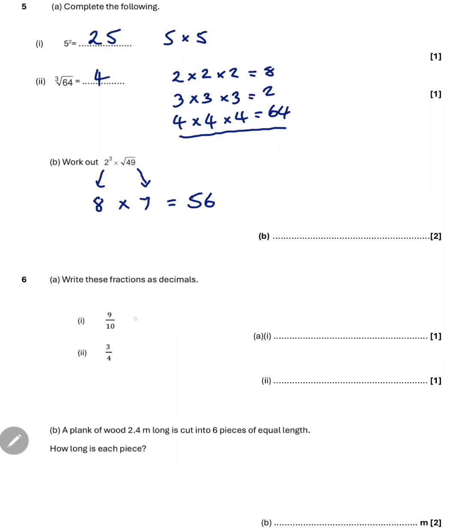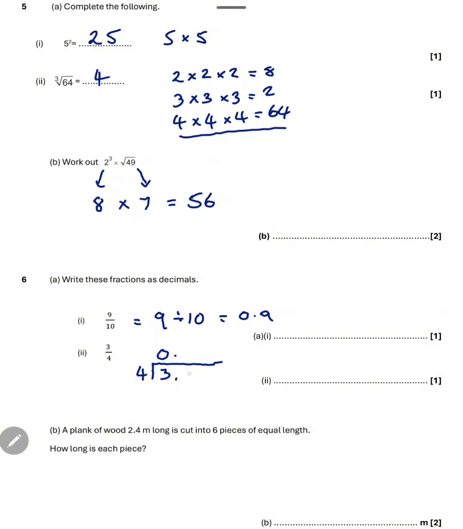Question 6, we're just going to change these fractions to a decimal. A lot of people just know that 9/10 is 9 divided by 10, which is 0.9. Again, a lot of people know that 3/4 is 0.75. If you don't know how to do that, I'll just show you a method that can help you if you get stuck.